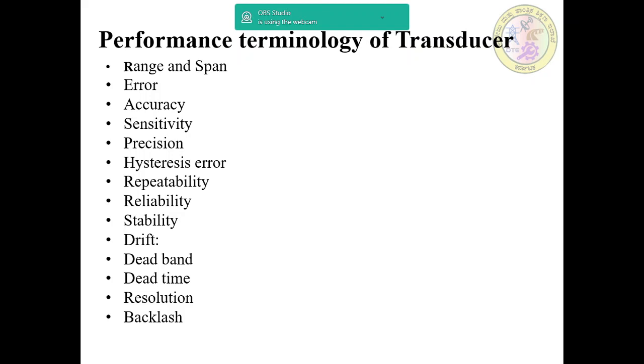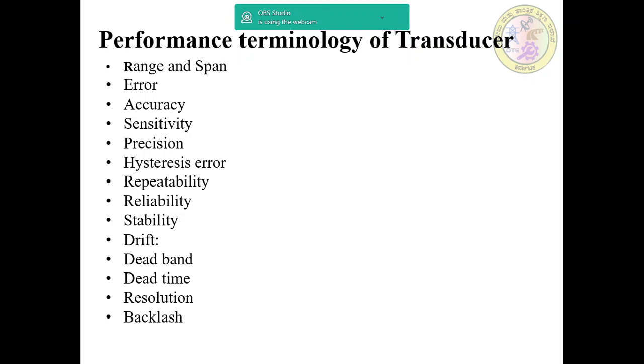Next we will discuss error. Error is the algebraic difference between the indicated value and the true value of the measured parameter, termed as the error of the device. That is, error is the indicated value minus the true value. For example, if the transducer gives a temperature reading of 30 degrees centigrade when the actual temperature is 29 degrees centigrade, then the error is plus 1 degree centigrade.